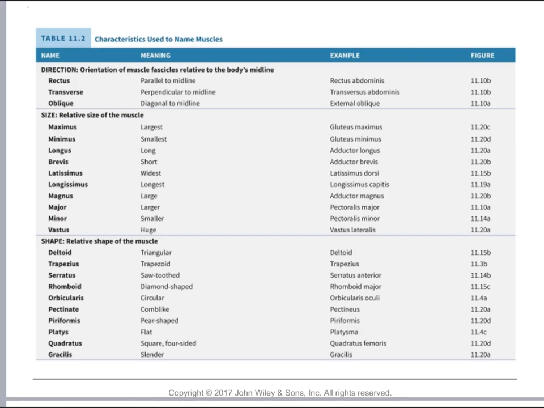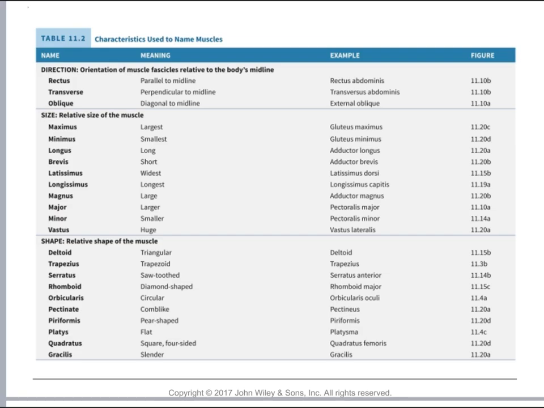Next, we could look at size. So size of the muscle. Remember with biology, everything's balanced. Maximus means largest, like the gluteus maximus. And if there's a maximus, there's going to be a minimus, so smallest, like gluteus minimus. We have a longus for long and a brevis for short. Again, balance. Adductor longus and adductor brevis.